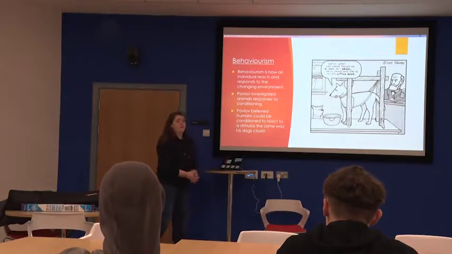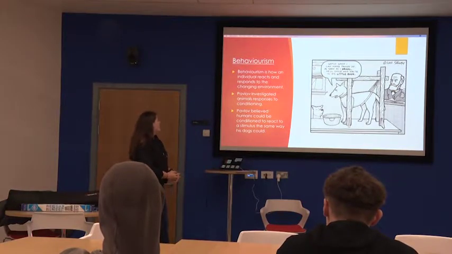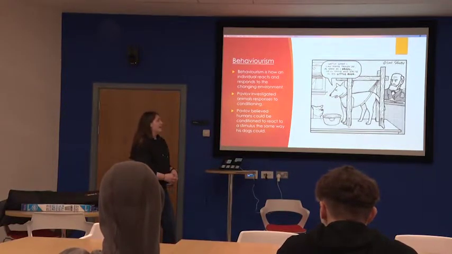So the first learning theory we come to is behaviourism. This is how an individual reacts and responds to the environment. Pavlov did an investigation with dogs and looked at how they respond when they are conditioned. He believed humans could be conditioned exactly the same way to react to a stimulus as the dogs could.